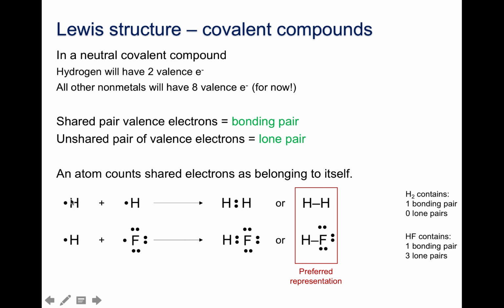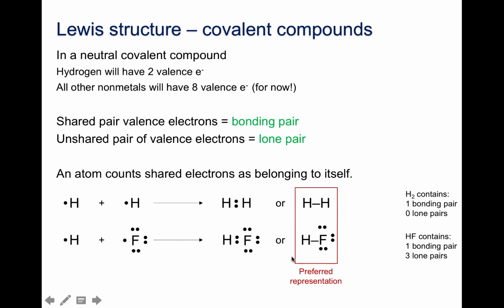Here if we take 2 hydrogen atoms and they're bonded together, we get the H2 molecule. The 2 electrons, one from each of the hydrogens, are shared between the 2 hydrogens. And the atom counts a shared pair of electrons as belonging to itself. So this left hydrogen has 2 electrons around it, and this right hydrogen also has 2 electrons around it. So the molecule H2 has 1 bonding pair of electrons and 0 lone pairs. Another way of representing it would be to do H with a dash in between the other hydrogen instead of drawing the dots. This is the preferred representation that we use. And we know the line represents 2 electrons, or a bonding pair.